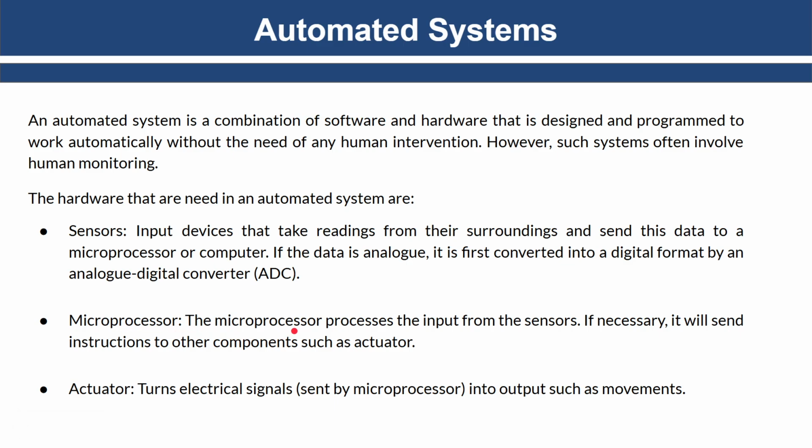Now, microprocessor. So the function of the microprocessor is to process the input from the sensors, and after it has processed the input from the sensor, if it is necessary, an instruction will be sent to other components of the system, such as actuator. What is an actuator? An actuator turns electrical signals into output such as movement. So basically the actuator is what controls the device that will perform an action.